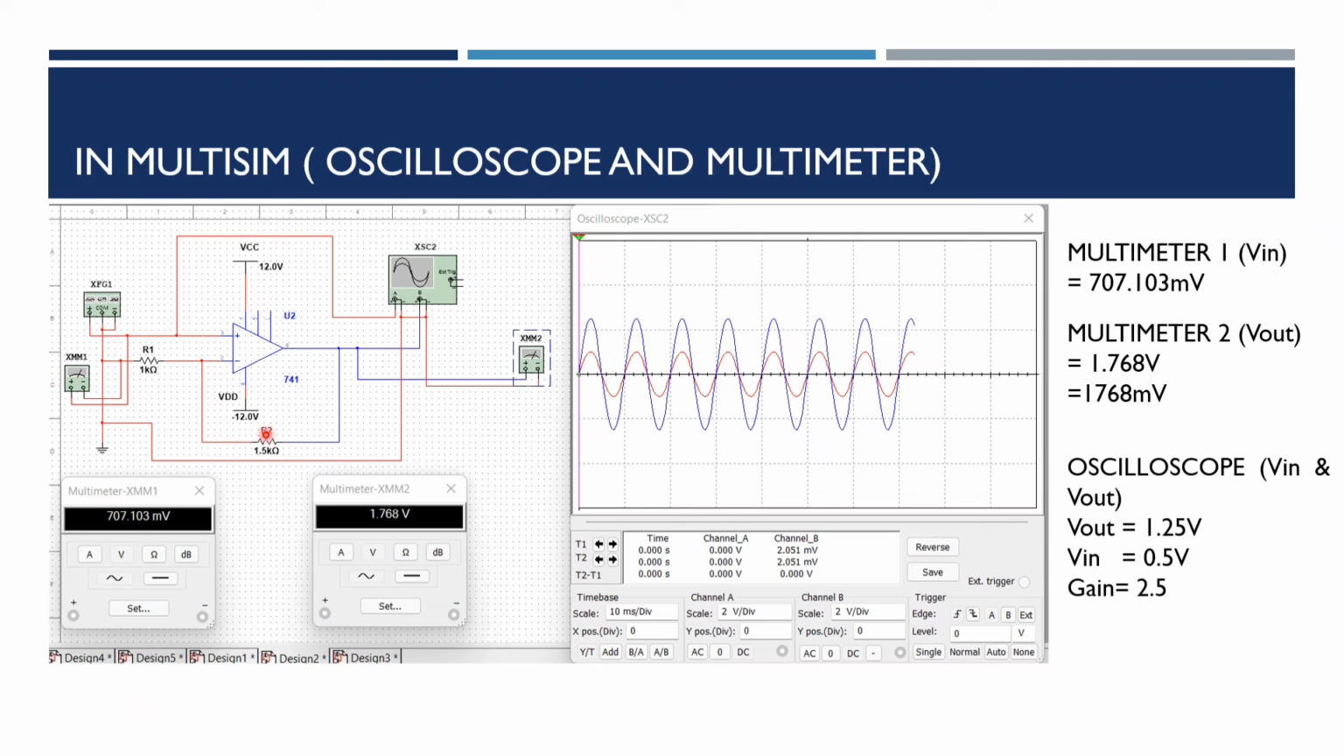This is in Multisim. Multimeter 1 is for Vin and gets 707.103 millivolts. Multimeter 2 is at Vout and gets 1.1768 millivolts. The oscilloscope shows the blue wave for Vout at 1.25, and the red wave for Vin gets 0.5. To get the gain again, divide Vout by Vin and get 2.5.